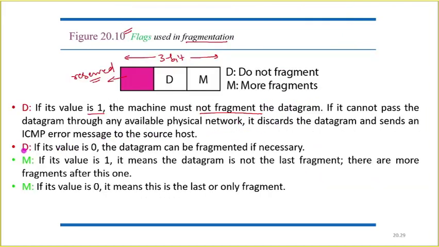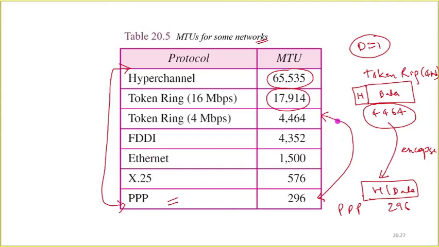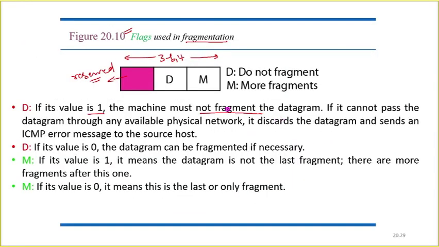If the D value is 0, the datagram can be fragmented if necessary. Only if the D value is 0 can the fragmentation be done. So if fragmentation is required, the D value should be 0. This is the basic idea. The next is M.